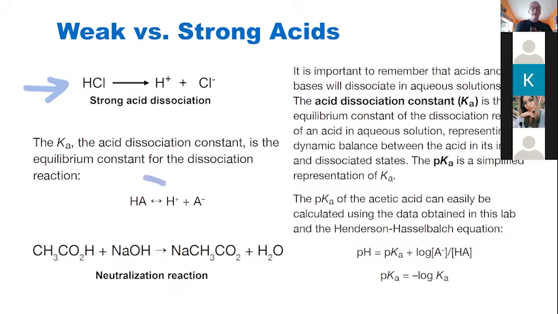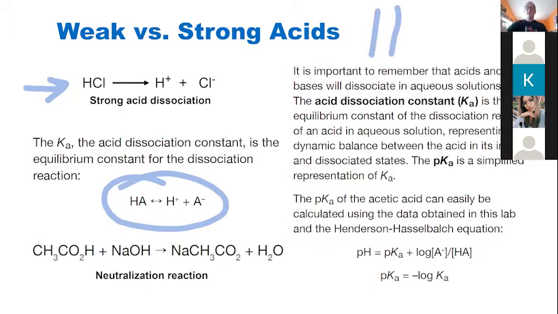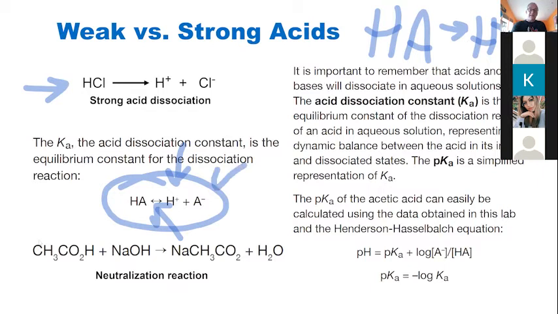But notice when we have a weak acid, the general way we represent a weak acid is HA, which will dissociate into H+ and an anion A-, and the A- could be anything. In our situation today, it's acetate because we're dealing with acetic acid. But notice the difference. This arrow goes in both directions because acetic acid will dissociate into H+, your acid, your proton, and acetate.